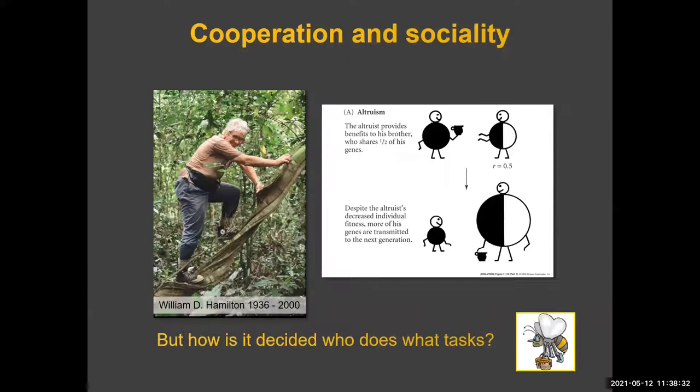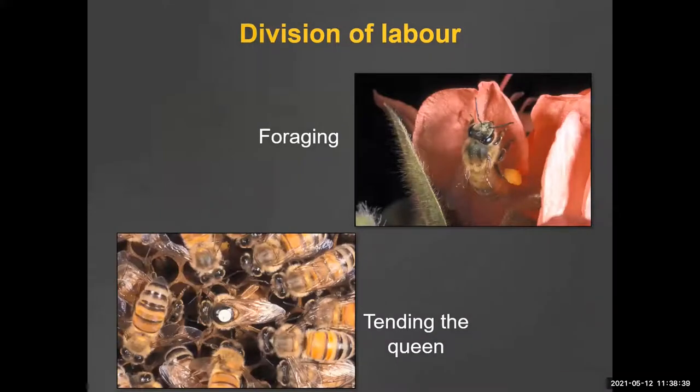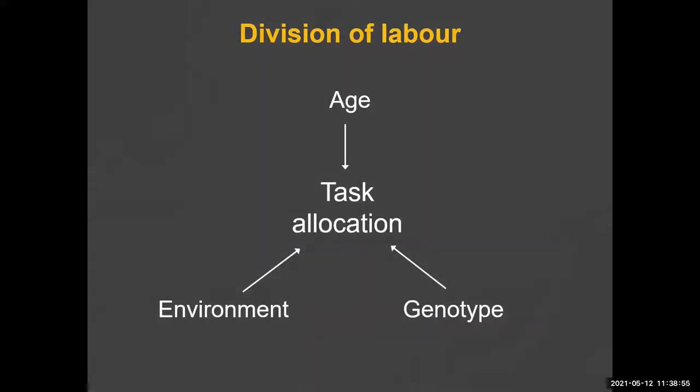Now, this is all well and good, but how is it actually decided who does what tasks? In any honeybee colony, the workers do a myriad of different tasks, including foraging for pollen, foraging for nectar, tending the queen, tending the brood, thermoregulating the colony, performing hygienic behavior to remove diseased brood, and so on. There's a number of different parameters that influence this division of labor or task allocation, including the age of the workers, the environment that they're exposed to and where the colony is, and also the genotype.